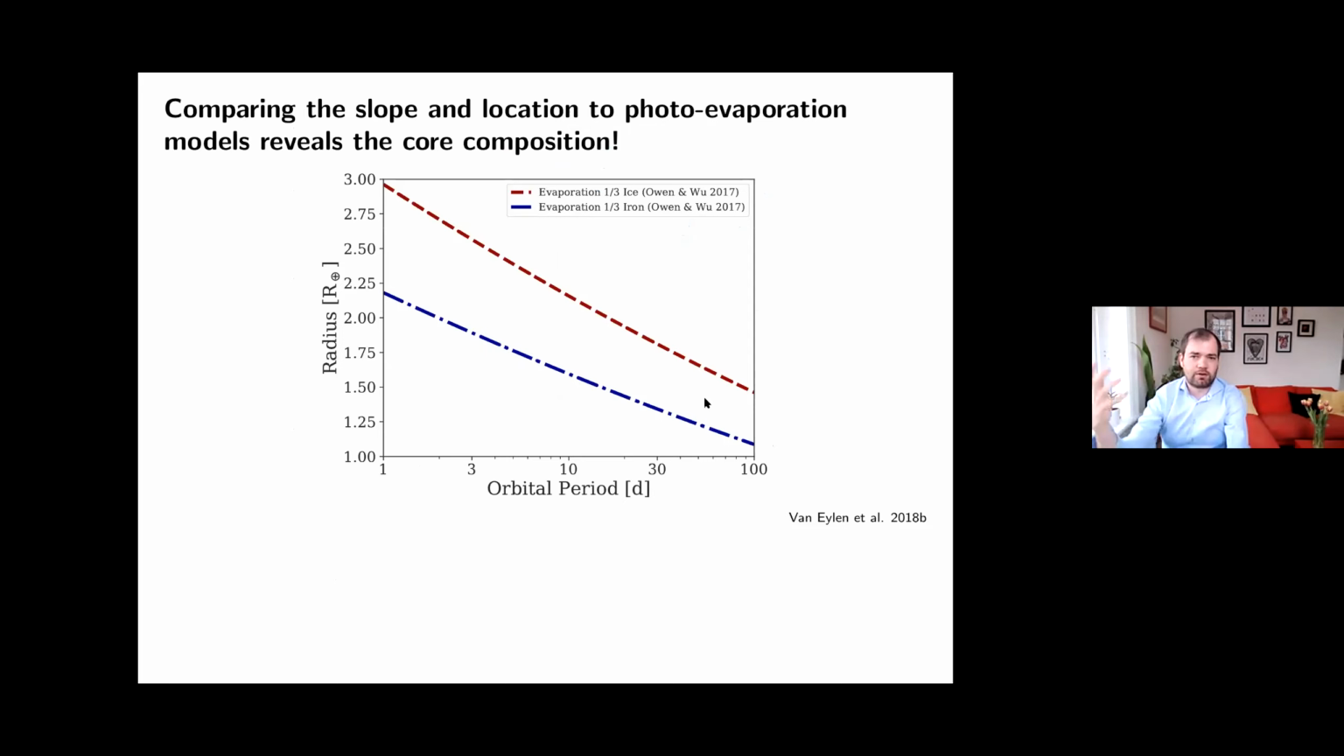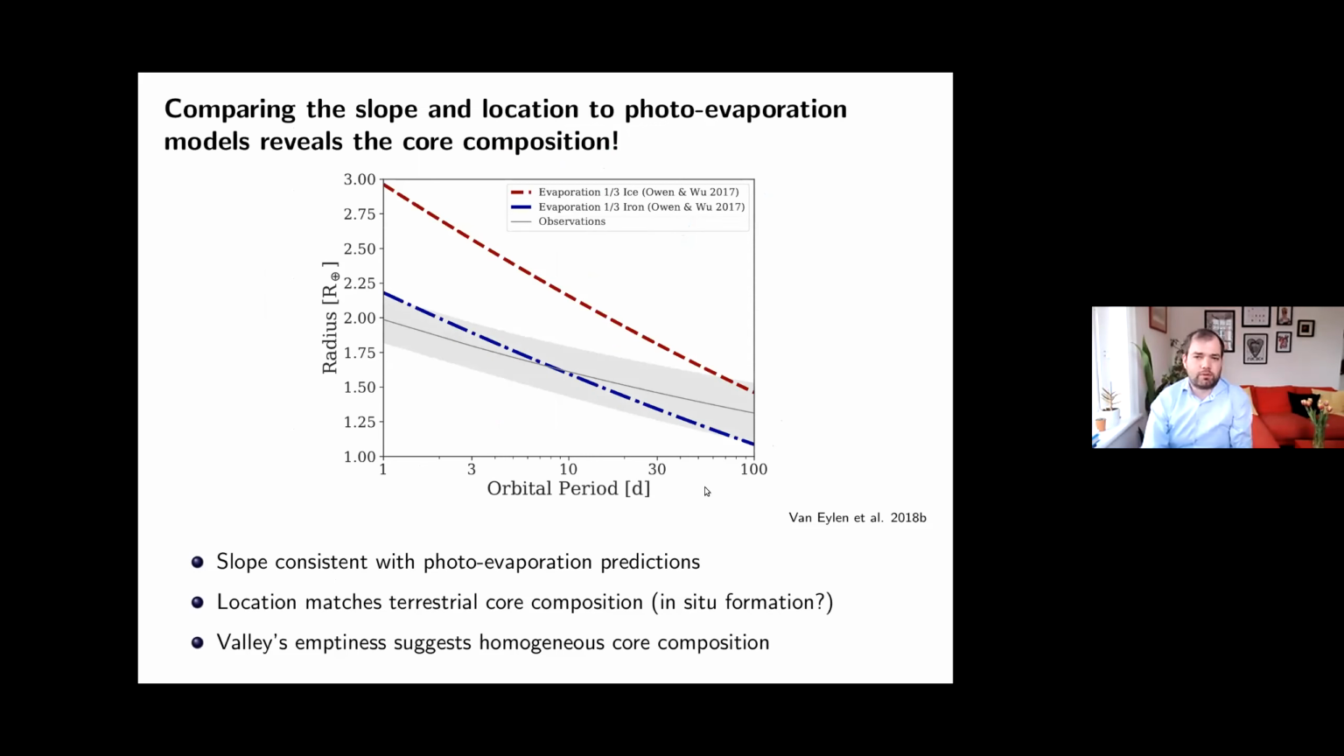Icy planets, because they cannot hold on to atmospheres as much, would have a different location and these different slopes. And this is what we observed. So again, kind of matching the slope, at least more or less, and matching the idea that most of these planets would be rather rocky. And the fact that it looks rather empty suggests that most of these planets have the same core composition, because if you invoke multiple types of planets, you start smearing out that valley.